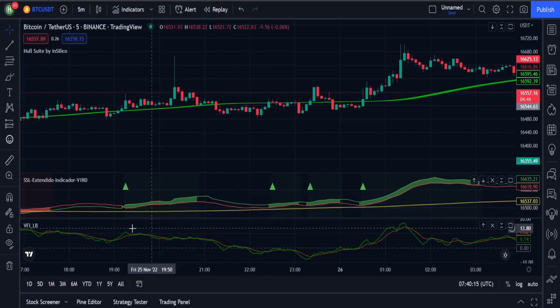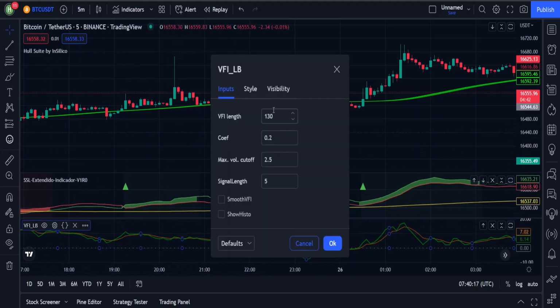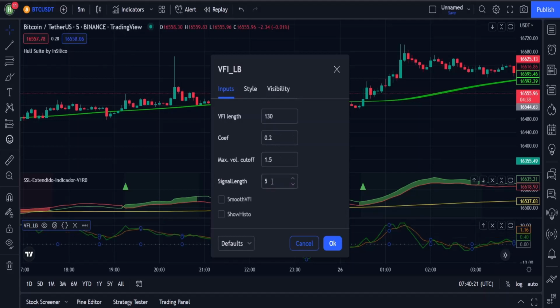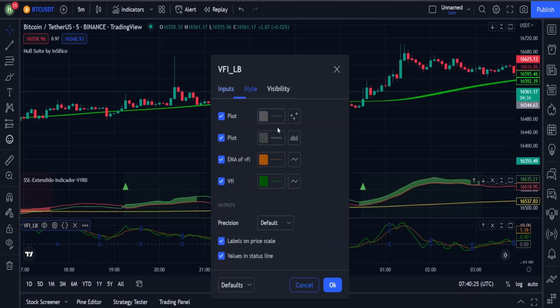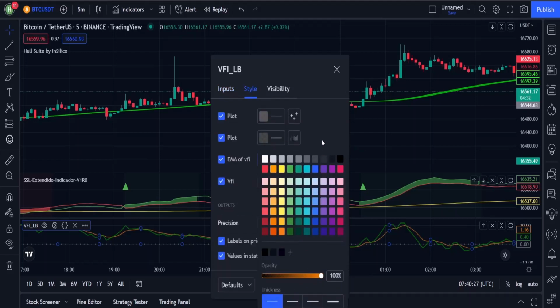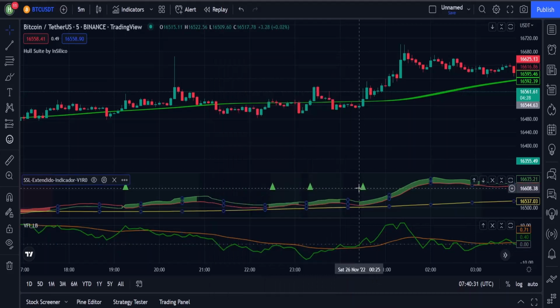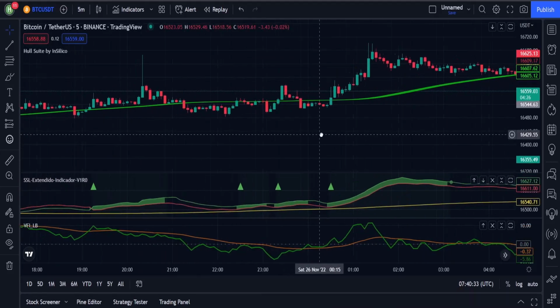Now we need to access the settings on the volume flow indicator. We will change the max volume cutoff from 2.5 to 1.5. We will also change the signal length from 5 to 30. Also, in the style section, let's make the lines more visible. This way it's going to be easy to read. So these are all the settings that we need to do.